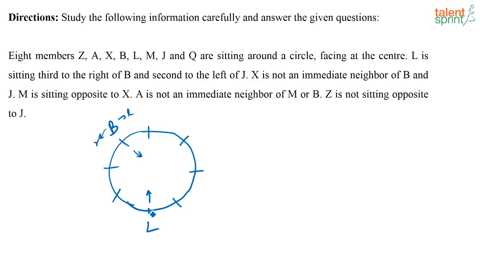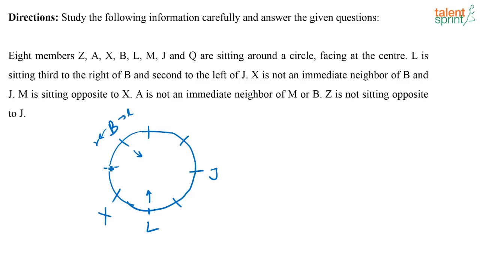So L is sitting third to the right of B and second to the left of J. So where is J? J has to be here. Then only L is second to the left of J. X is not an immediate neighbor of B and J. So X is not an immediate neighbor of B and X is also not an immediate neighbor of J. So where should X be?